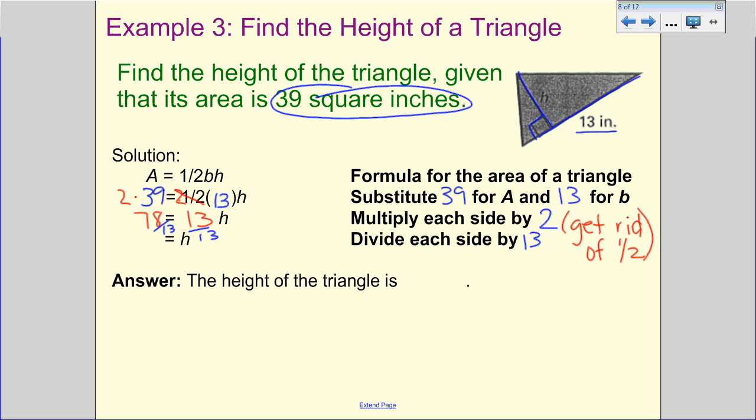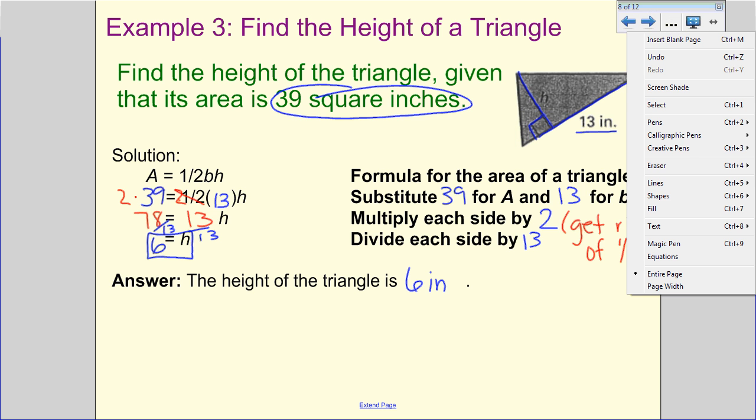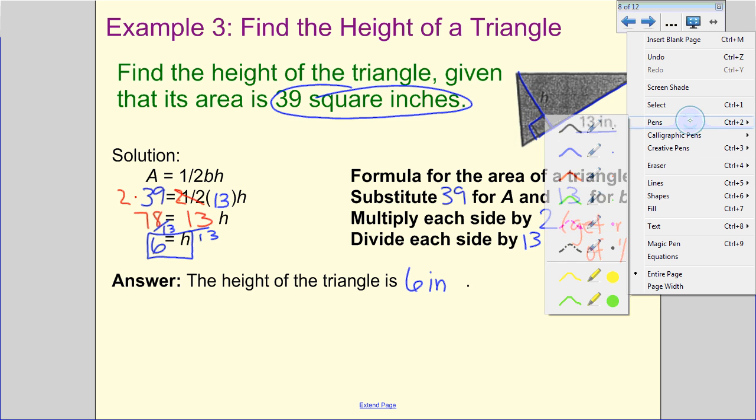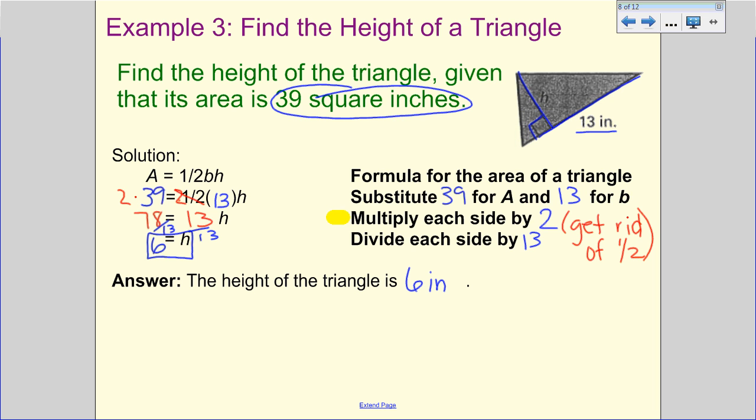All right? And so when we do 78 divided by 13, we get 6 for our h value. We need to make sure we have a label with that. So the height of our triangle is 6 inches. All right? But this, to me, let's see if I can find my highlighter. This right here, multiplying by 2 to get rid of the 1/2, is our most important step there, so that then we're just into base times height, so you're down to your division.